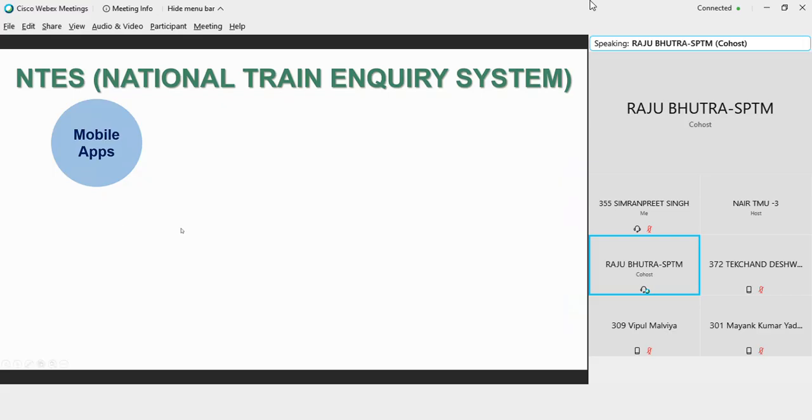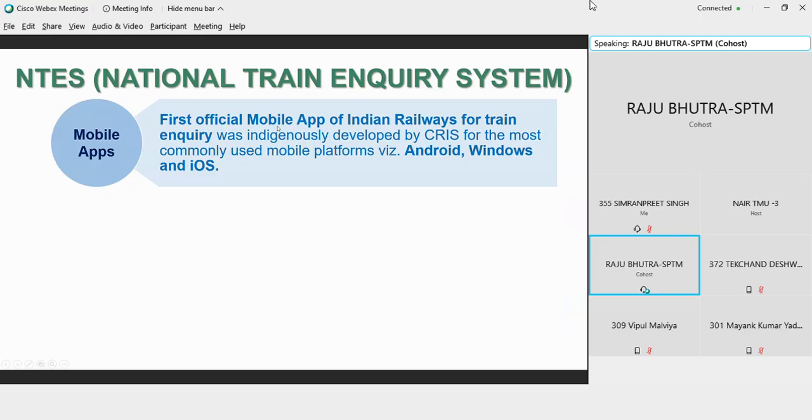Then mobile apps are available. First official mobile app of Indian Railways for train inquiry was indigenously developed by CRIS. CRIS is the Centre for Railway Information Systems. For the most commonly used mobile platforms, that is Android, Windows, and iOS.